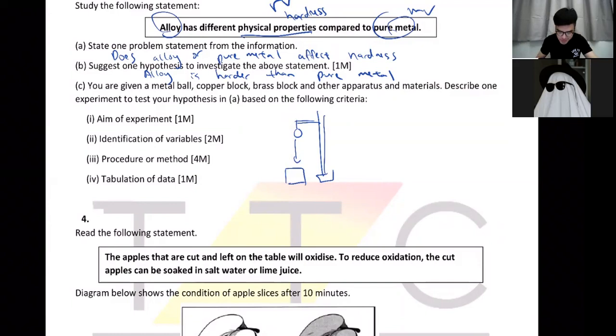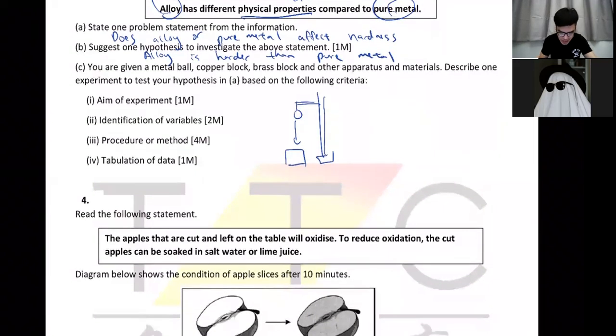Okay. So what is the aim? Let me write the aim first. Now, what is the aim? No need to write lah. I'll just say to you lah. Aim is to study the relationship between type of metal and hardness, or to study the relationship between alloy or pure metal on hardness. That's your aim. Untuk mengkaji hubungan antara jenis logam atau alloy atau logam tulen dan kekerasan atau hardness.